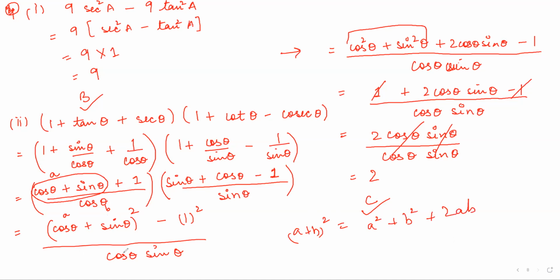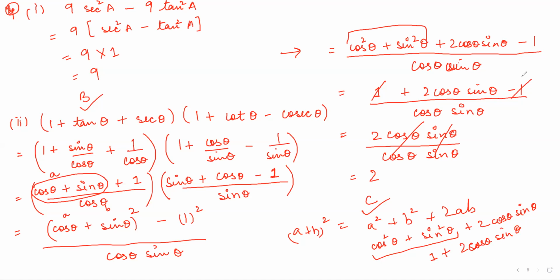So if I have (cos theta plus sine theta) whole square, that means I'll get cos square theta plus sine square theta and plus 2 cos theta into sine theta. Now we know that sine square theta plus cos square theta is 1. There's an identity. Yeah. So this complete thing becomes 1. So I get 1 plus 2 cos theta sine theta. So that's what I have written.